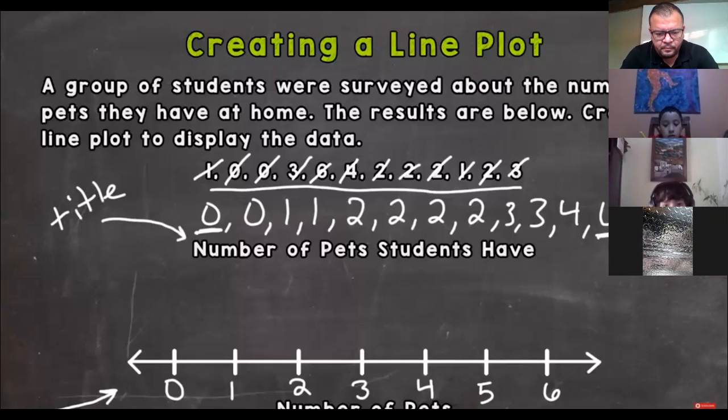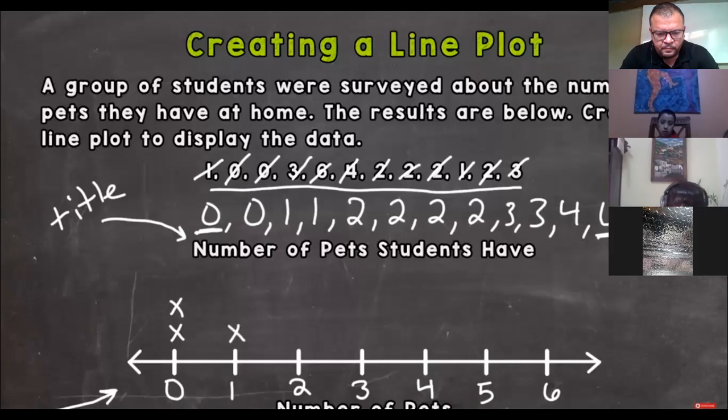So now we're ready to create our line plot here, and we're going to use X's for a line plot. So let's take a look at our 0 first. How many students have 0 pets at home? Well, 2. So we need to draw 2 X's, and that represents the 2 students that have 0 pets at home. Now, all your X's on this line plot should be around the same size, okay? And they should be pretty well lined up as we go through, and you'll see what I mean as I do number 1 here. So how many students have 1 pet at home? Well, 2.